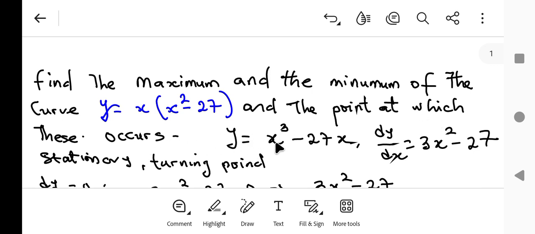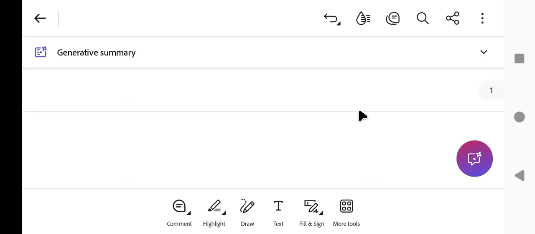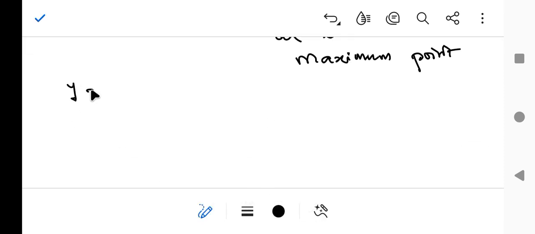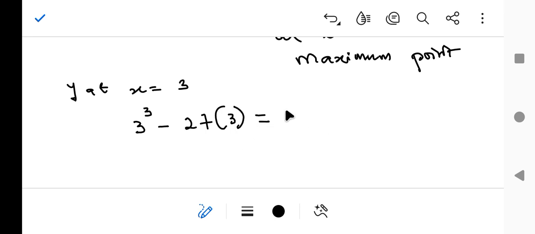So this is our function, x cubed minus 27x. We evaluate it at 3 and minus 3, so we'll get the points at which those values occur. So y at x is equal to 3: we have 3 raised to the power 3 minus 27 into 3 for the first one. So we'll have 27 minus 81. This should give us minus 54.